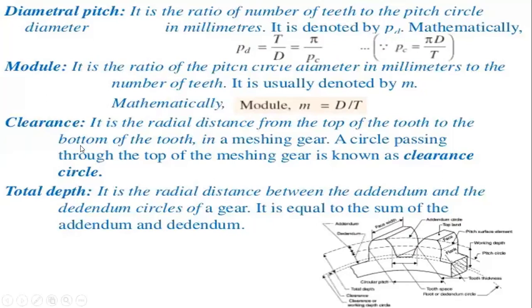And next is the clearance. This clearance is the radial distance from the top of the tooth to the bottom of the tooth in a meshing gear. When you take the meshing gear, that slight distance between the two points is called the clearance. And a circle passing through the top of the meshing gear is known as the clearance circle.